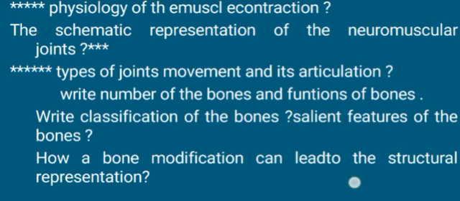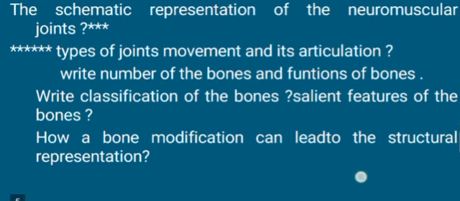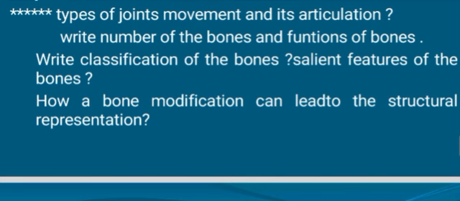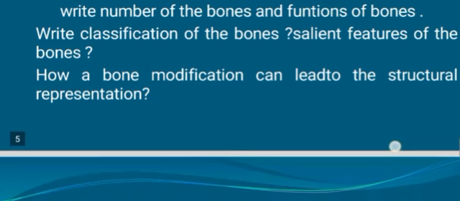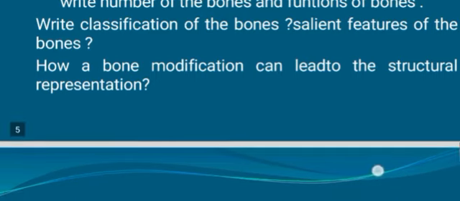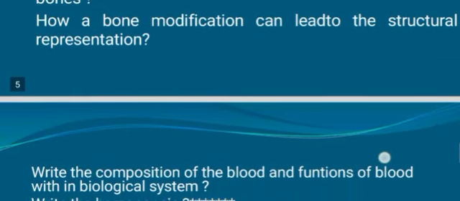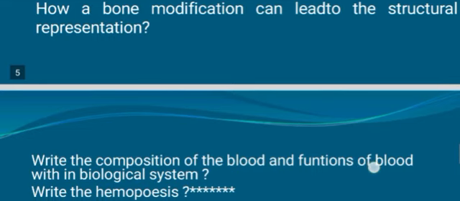So try to remember the muscle contraction process, the schematic representation of the neuromuscular joints and types of joint movements and its articulations, and write the number of bones and functions of bones, write the classification of bones, salient features of bones, how a bone modification can lead to the structural representation. So this is the general question.